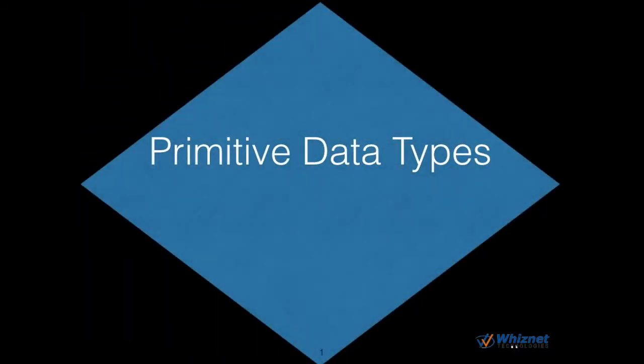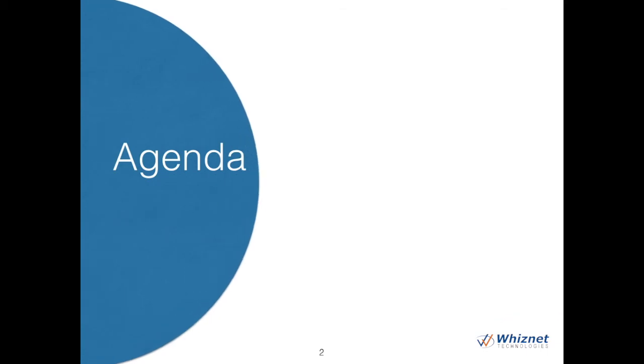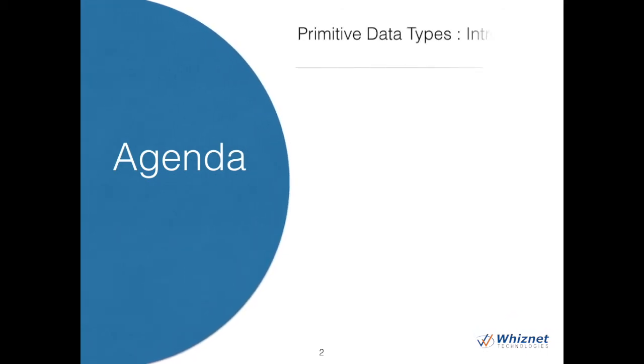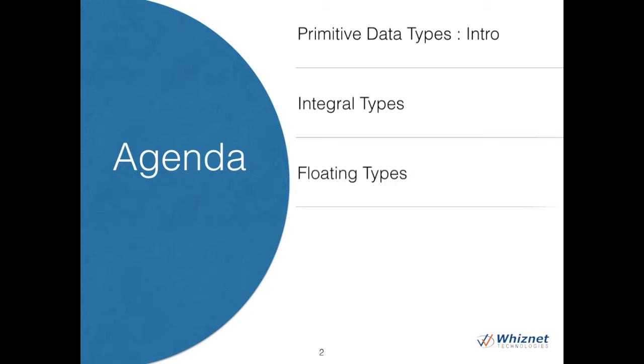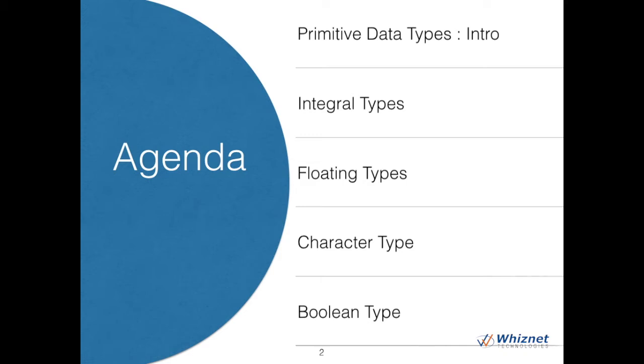Primitive data types. In this lesson, we are going to study about primitive data types: intro, integral types, floating types, character type, boolean type.